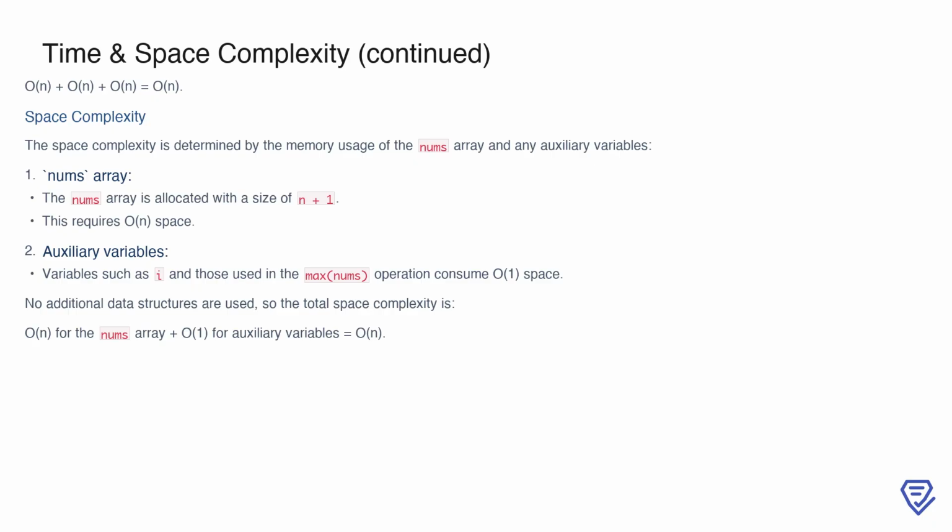Now, looking at the space complexity, the primary memory usage comes from the nums array. Since it is allocated to hold n plus 1 elements, this requires O(n) space. Besides that, we only use a few auxiliary variables, such as i for the loop and temporary variables during the max(nums) operation. These variables consume constant space, O(1). Since no other data structures are used, the total space complexity is the sum of O(n) for the array and O(1) for the auxiliary variables, which simplifies to O(n).